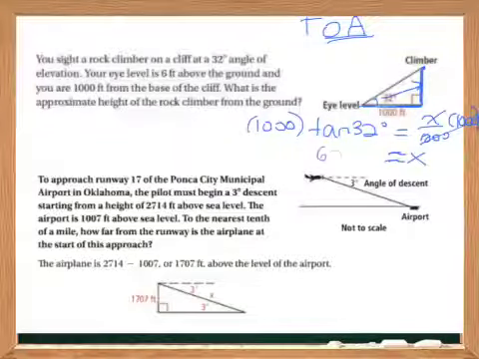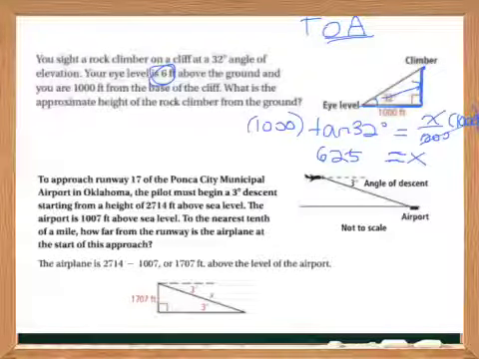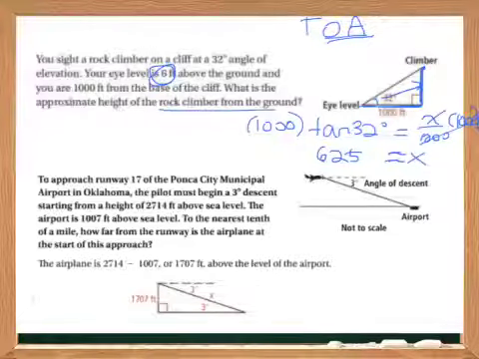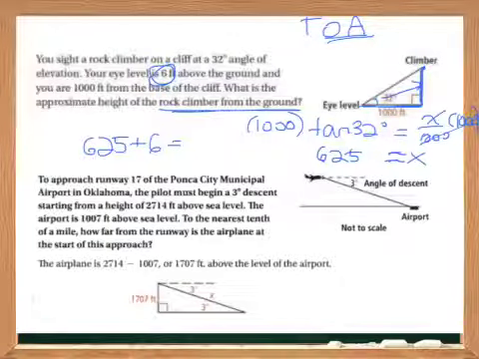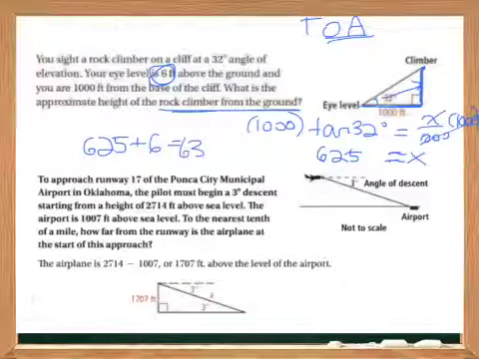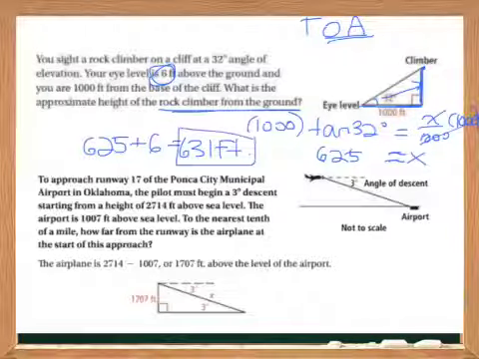about 625. But you're already 6 feet above the ground, which means the approximate height of the rock climber from the ground is going to be that 625 plus that extra 6 feet, which is going to give you about 631 feet. And that's how high the rock climber is from the ground.